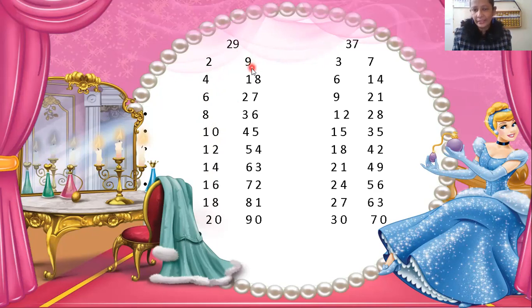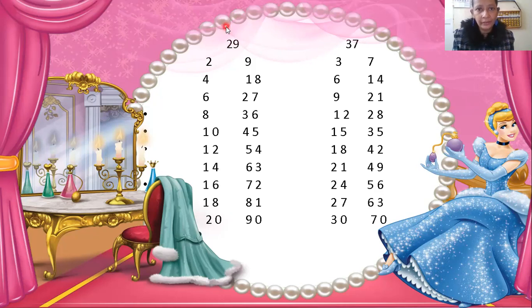Now under 9, in this line, you see this is the table of 9. 9 ones are 9, 9 twos are 18, 9 threes are 27, 9 fours are 36, 9 fives are 45, 9 sixes are 54, 9 sevens are 63, 9 eights are 72, 9 nines are 81, 9 tens are 90.